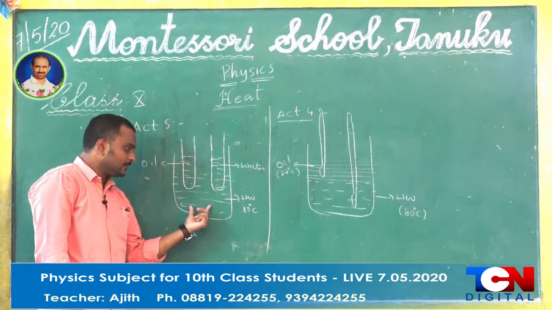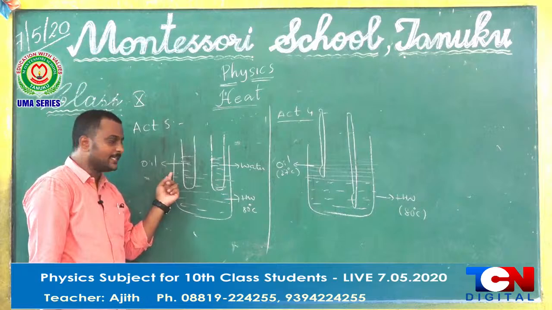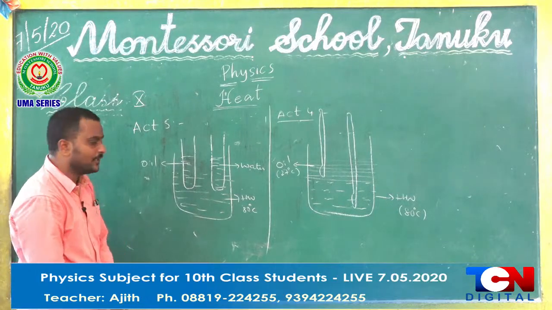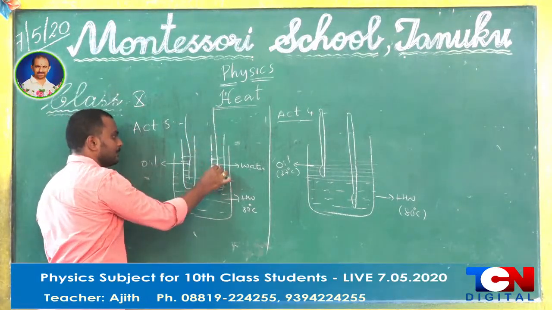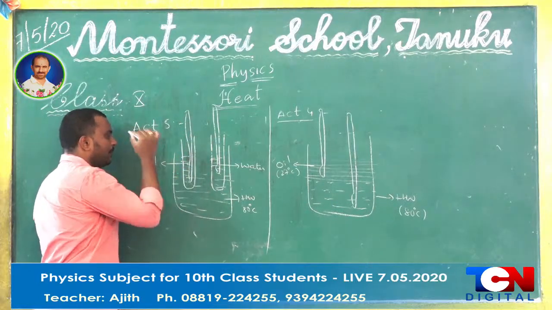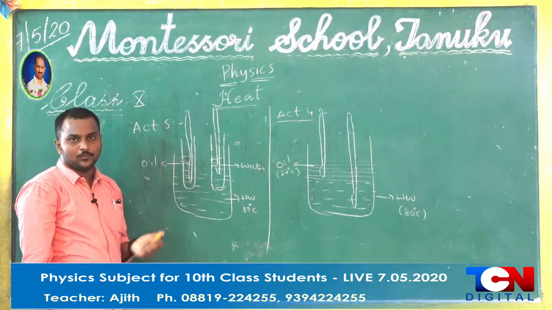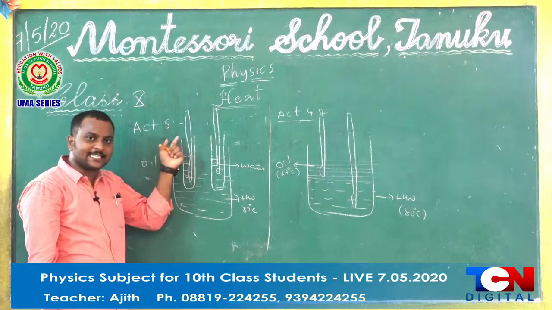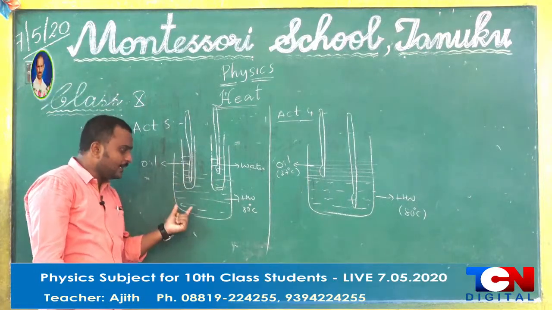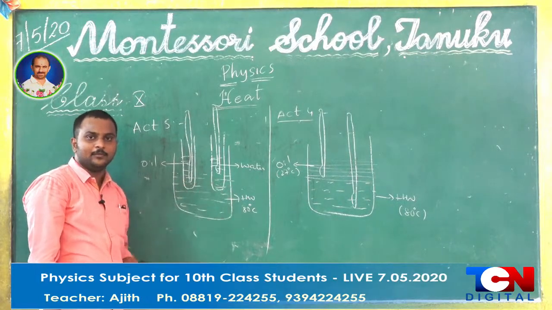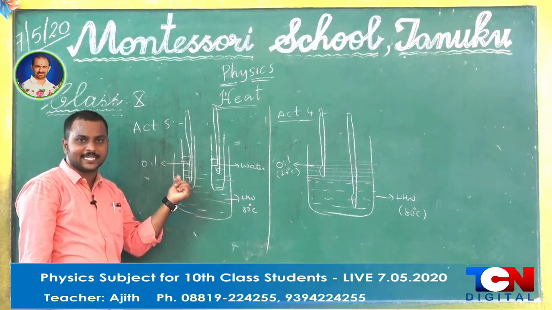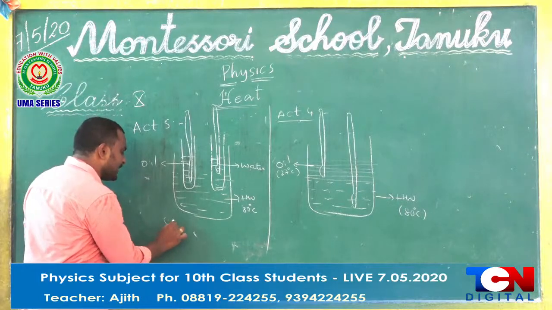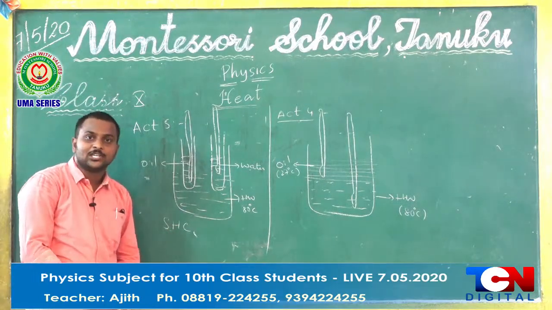Let's see, the hot water at 80 degrees Celsius is filled in this beaker, and two boiling tubes are taken, one filled with oil and one filled with water at room temperature. Now place two thermometers in both oil and water in both boiling tubes. What you can observe is the rise of temperature is faster in oil when compared to water. We have supplied the same amount of heat to both of the boiling tubes, but the rise of temperature is rapid in the oil when compared to water. From this activity we can conclude that the specific heat capacity depends on the nature of the substance.